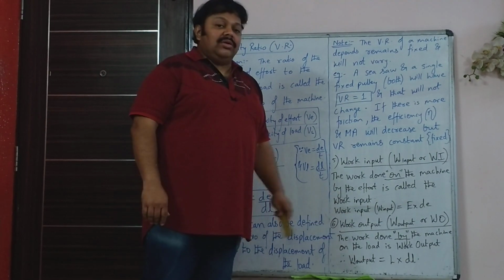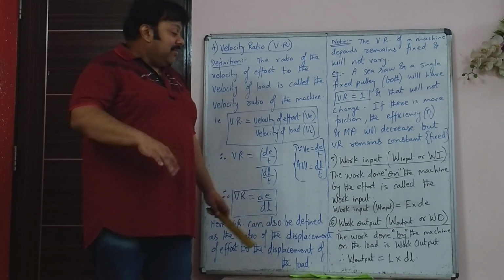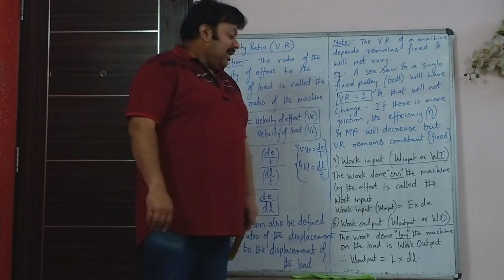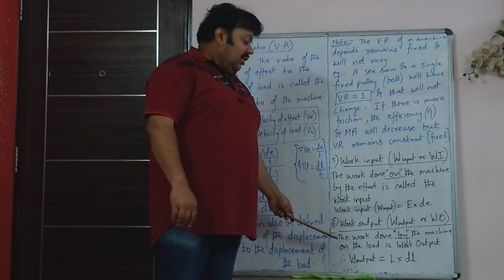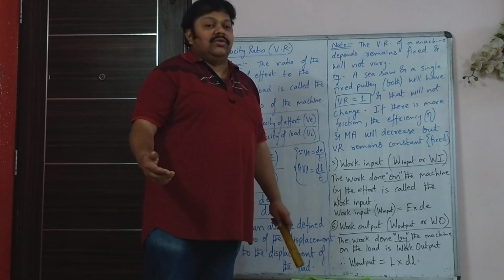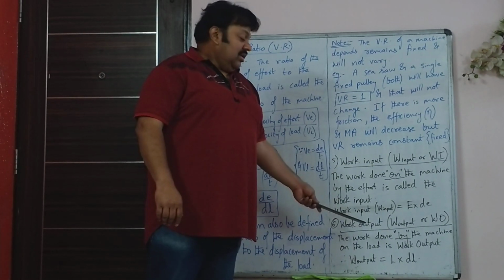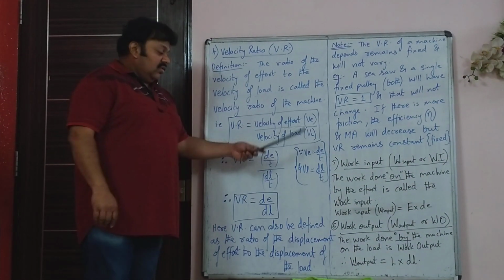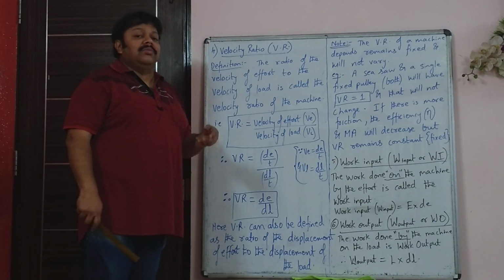Now work output, WO or W output. The work done by the machine on the load, output side. The work done by the machine on the load is known as work output. And for work output, work is again force into displacement. So now the force on the output side is load, and the displacement is called displacement of load. So copy this. We continue further, and now we see what is meant by efficiency.